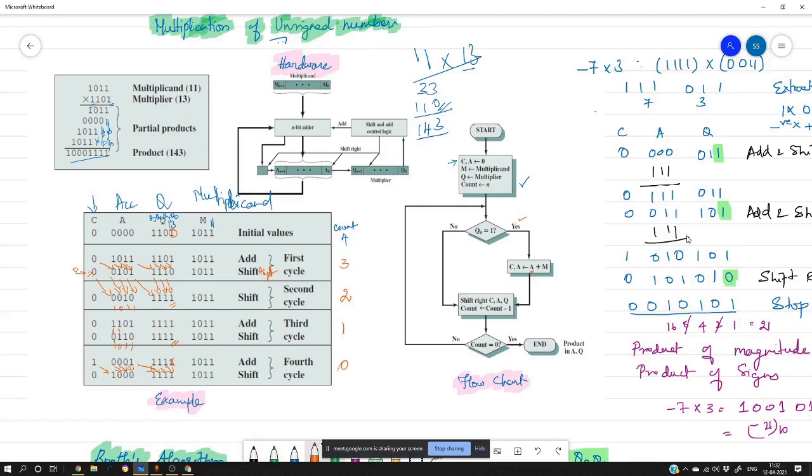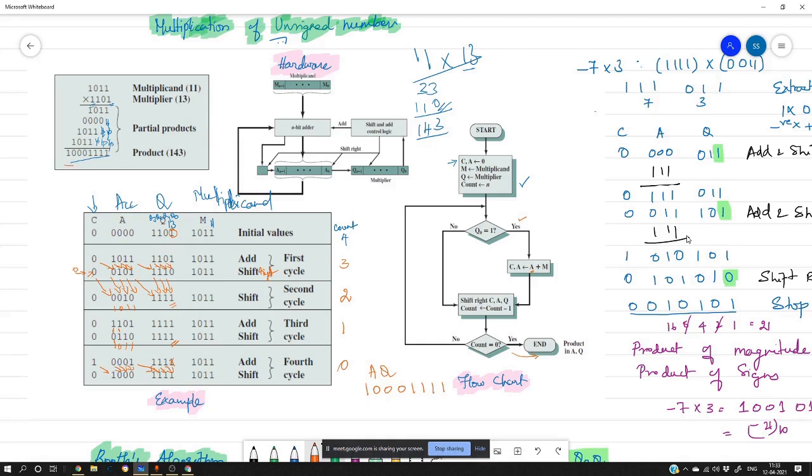Now the count has become 0. So if the count becomes 0, you stop. So we stop here, and now the product is going to be available in A and Q. So the content of AQ is now finally 1, 0, 0, 0 followed by 4 ones.